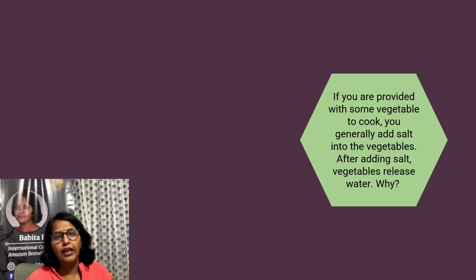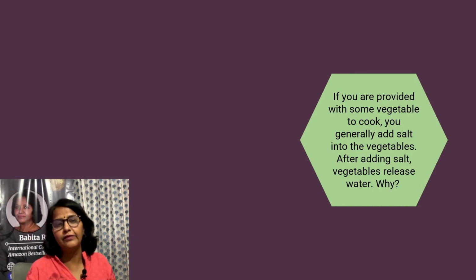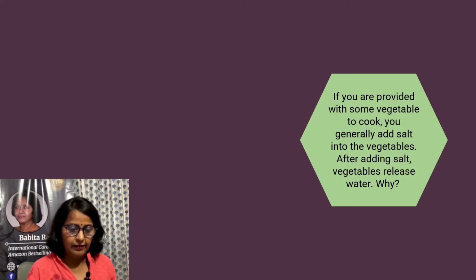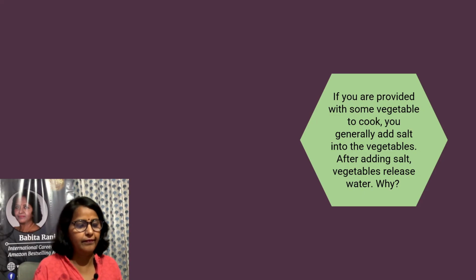Next question. If you are provided with some vegetable to cook, you generally add salt to the vegetables. After adding salt, vegetables release water. Why? When we add salt to vegetables, what will happen? The salt will form a hypertonic solution, and because of which the water will move out from the cells of the vegetable that we have added it to. So, what will happen?